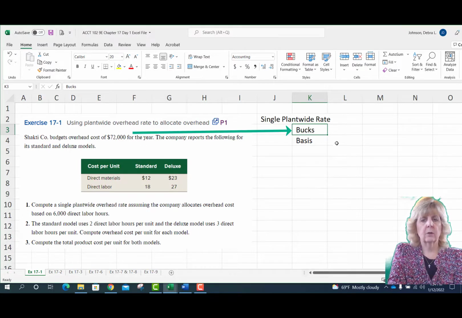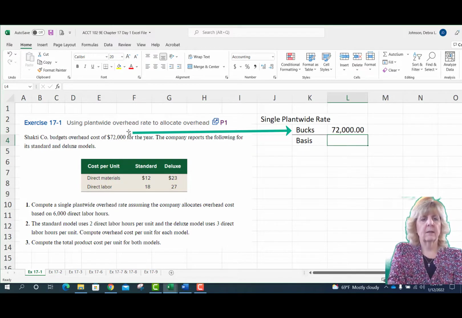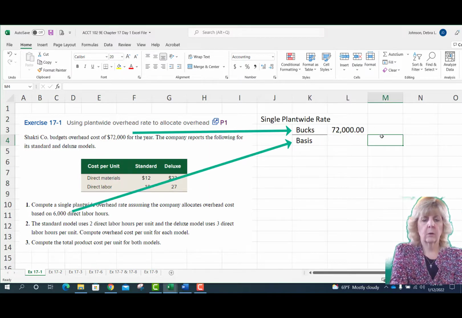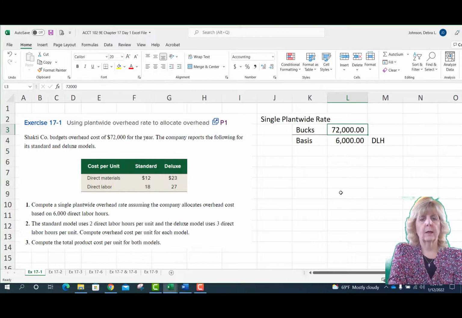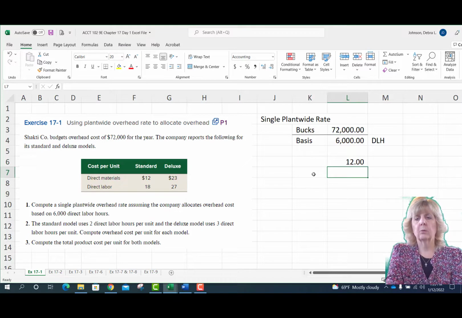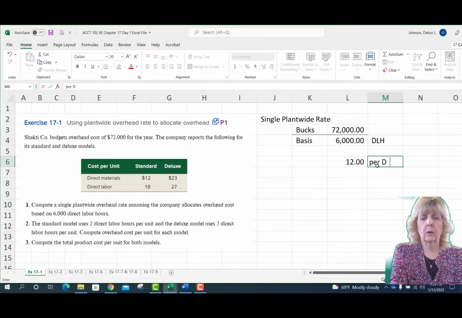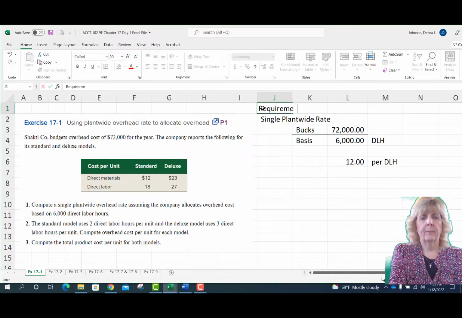The bucks is given to us in the very first line of the problem as 72,000, and the basis is direct labor hours. It's important that you identify the basis that you're using, and they were expecting 6,000 direct labor hours. So go ahead and pop that into your calculator. This single plant-wide rate that they're going to use to shove down the company's throat is $12 per direct labor hour. That is requirement 1.